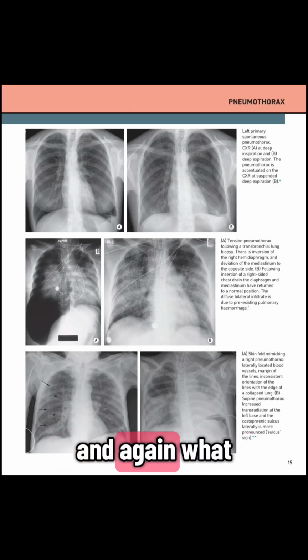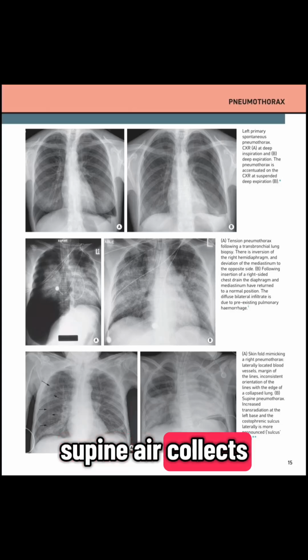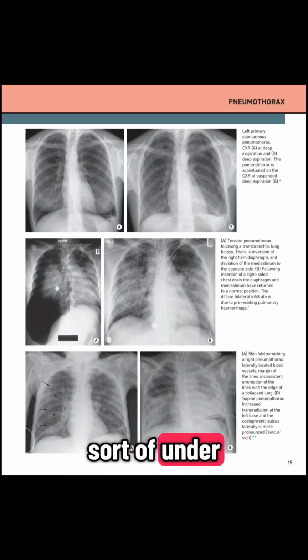Got it. Okay, and again, what about the supine patient? Air rises, so where does it go? Yeah, this is often missed. Supine, air collects anteriorly, sort of under the chest wall at the front, often near the base or midline. You might not see that classic apical line edge. So what do you look for?